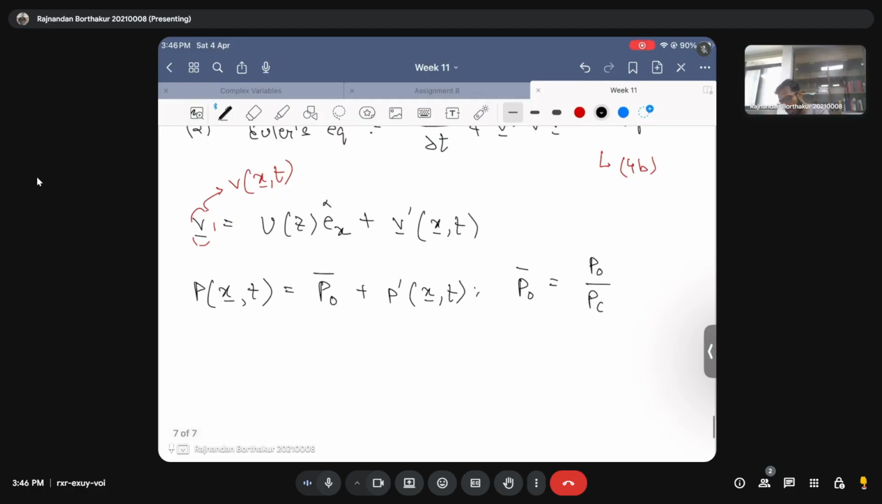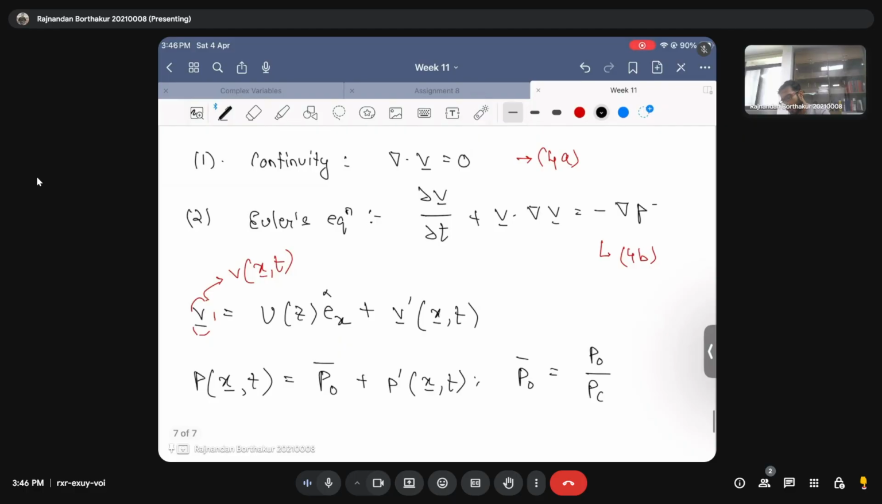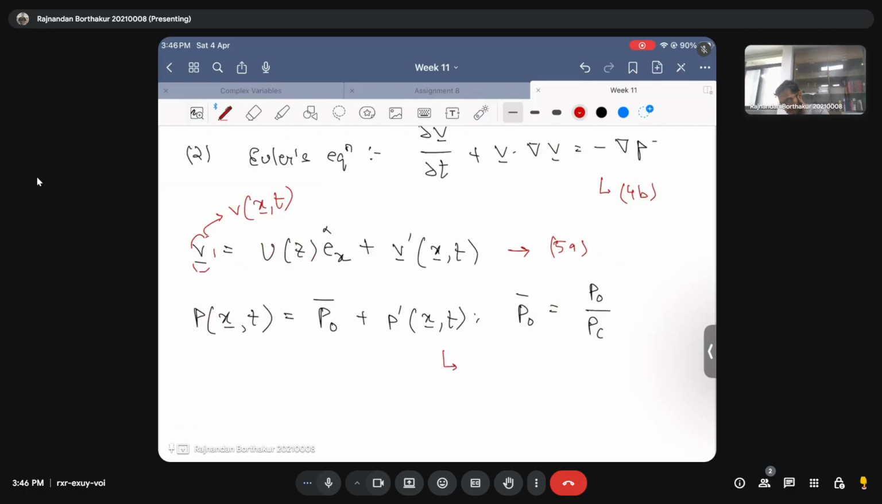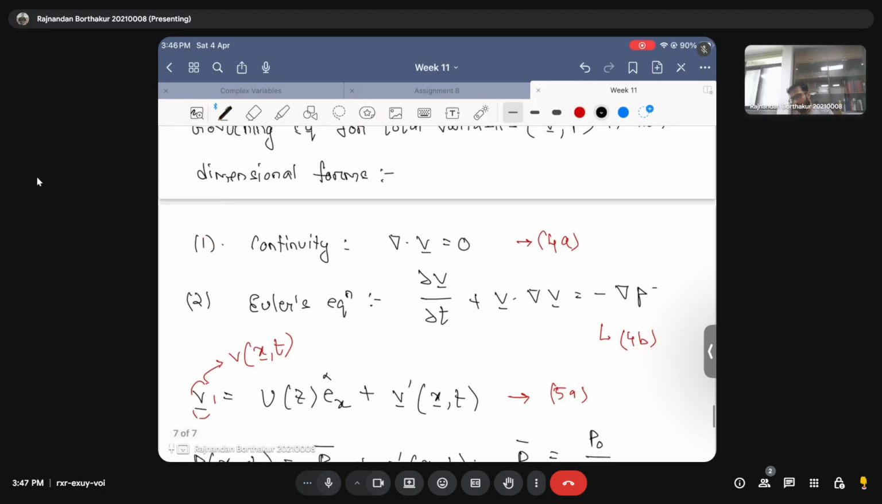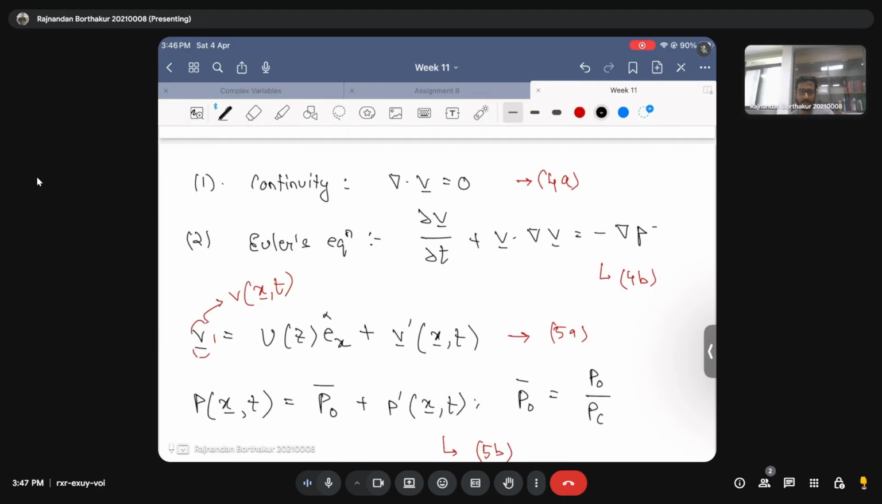All right, so that's it. Then what did we do? We have written the equations which govern the total variables in non-dimensional forms. And maybe I'll name this equation again as 5a and this as 5b. Okay. All right, I'll stop here for a couple of minutes, and if there are any questions, please feel free to let me know. Okay.